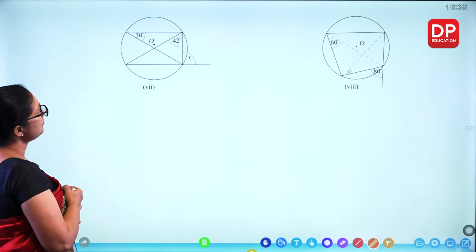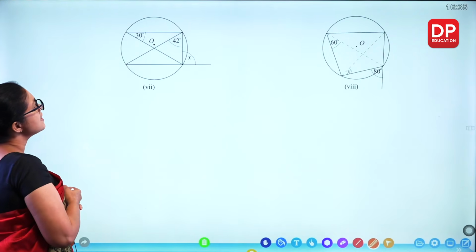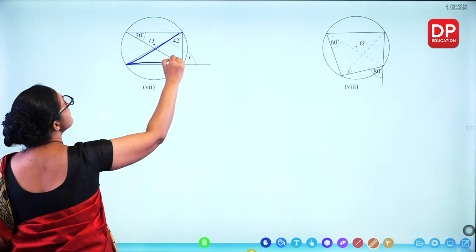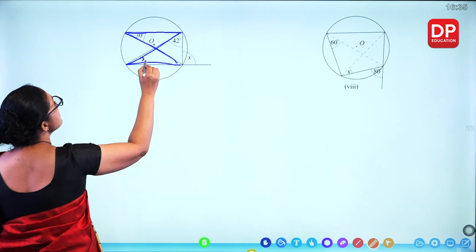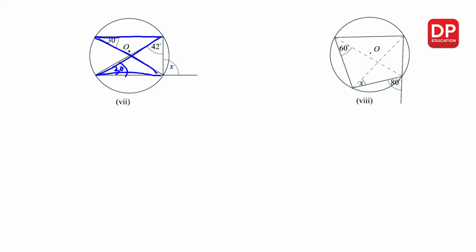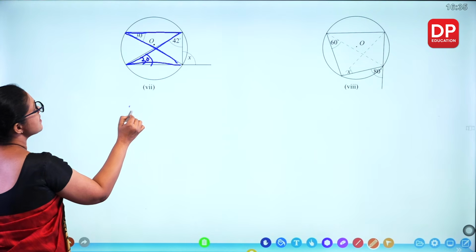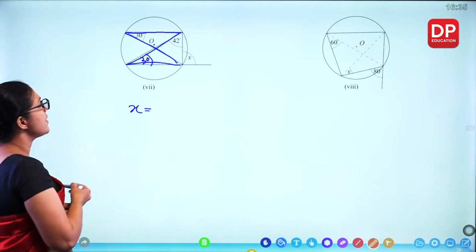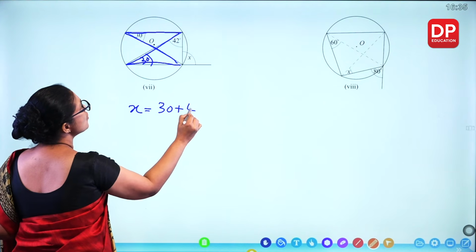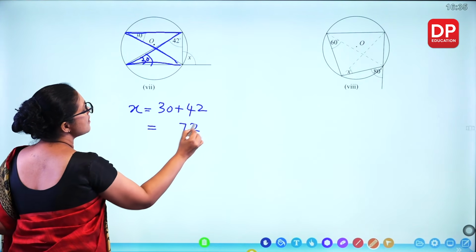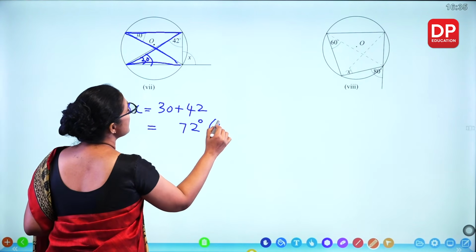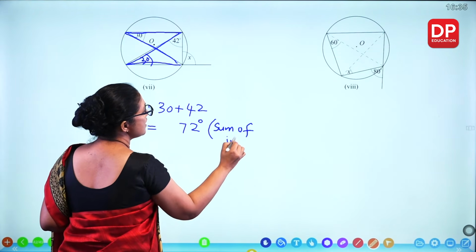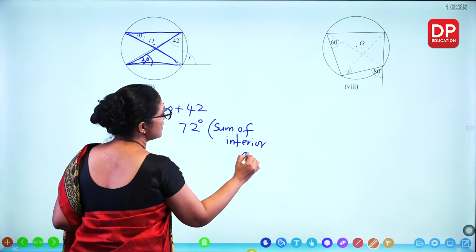This one, same segment angles. Look at this one. This angle and this angle. If this is 30, this is also 30. Then you can find out x using sum of interior angles is equal to the exterior angle. So 30 plus 42, that's 72 degrees. Sum of interior angles.